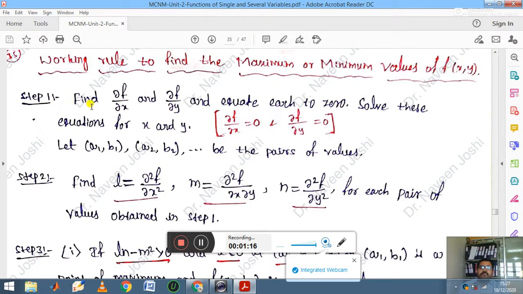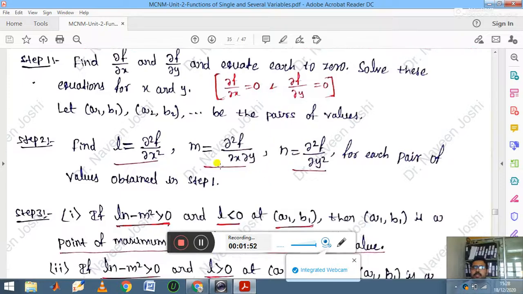Step 1: find ∂f/∂x and ∂f/∂y and equate them to 0. For the given function, you are differentiating one time with respect to x and one time with respect to y, then equating to 0. Obviously you get two equations. Solve these two equations, then you get a few points, like (a1, b1), (a2, b2), some pairs of values.